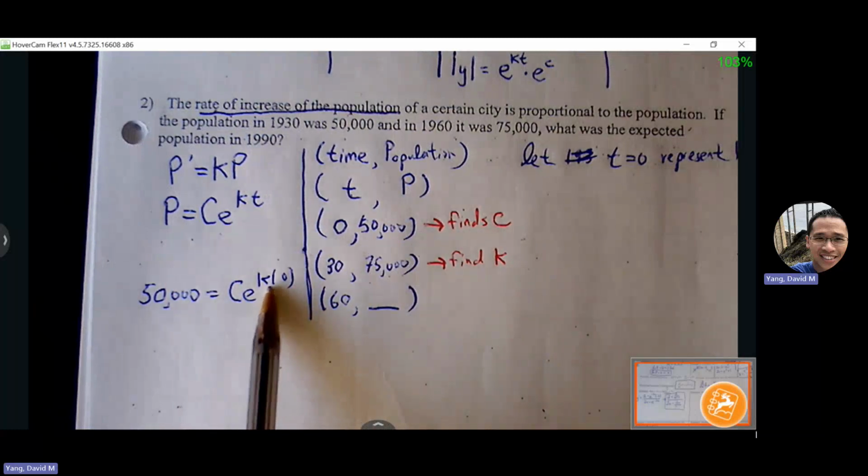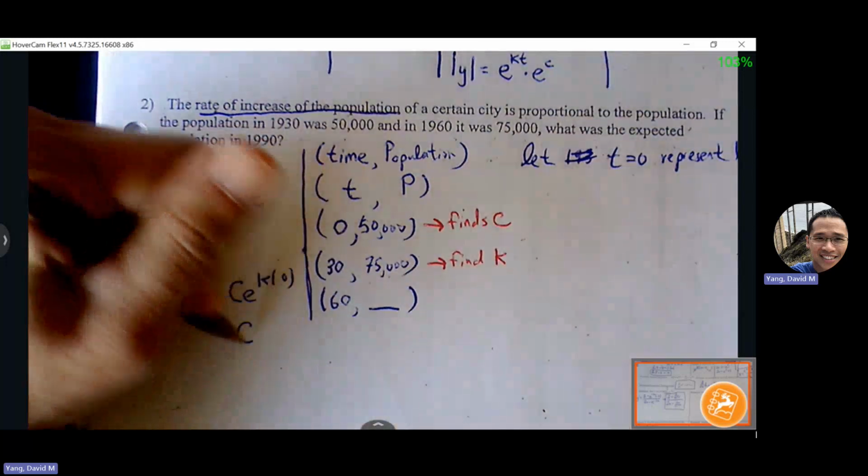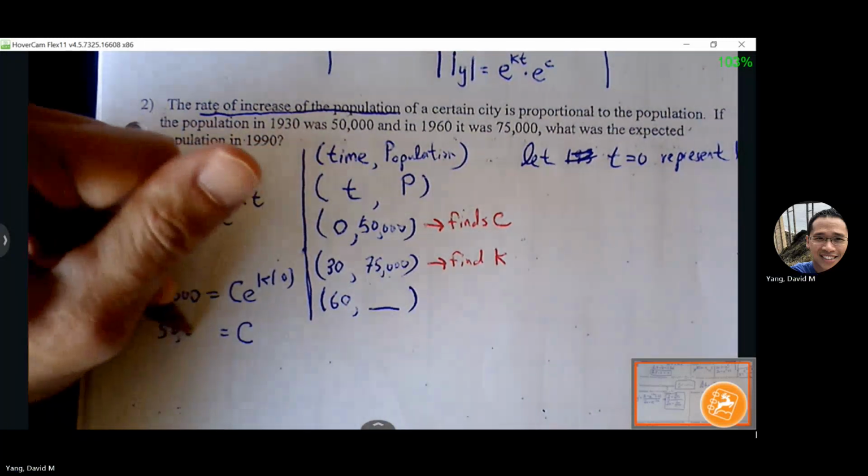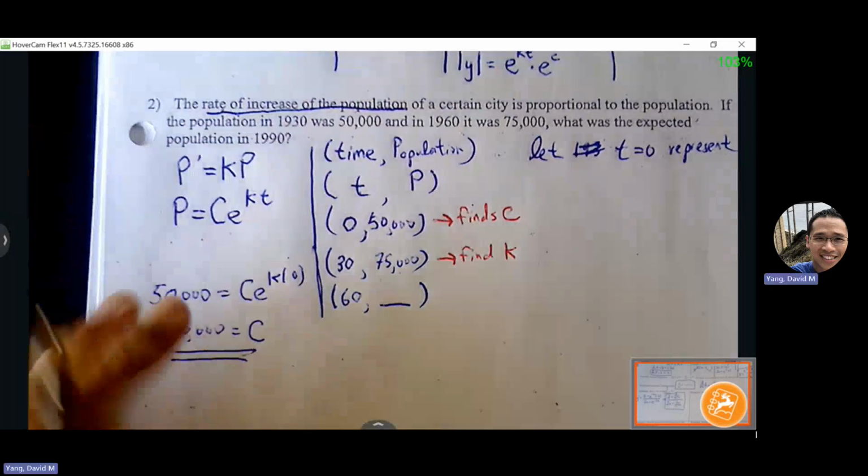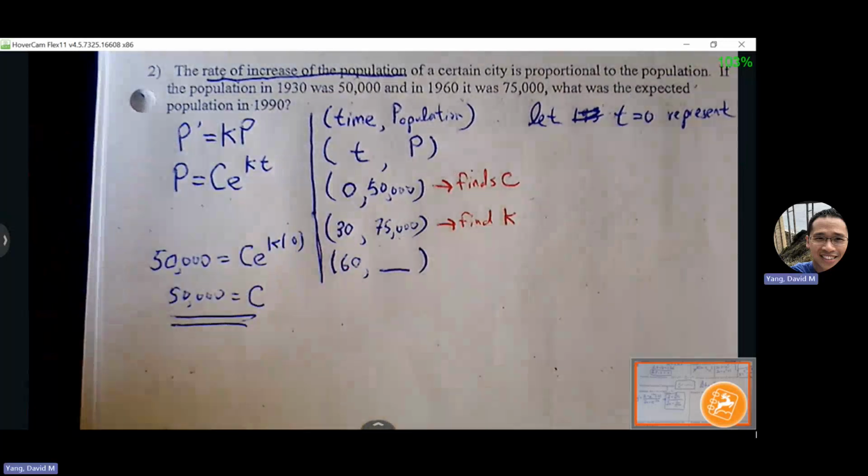E to the K times 0, that's nice. E to the 0 is just 1, that's going to wipe out. So C is just 50,000. So I'm just working my way from general to specific.